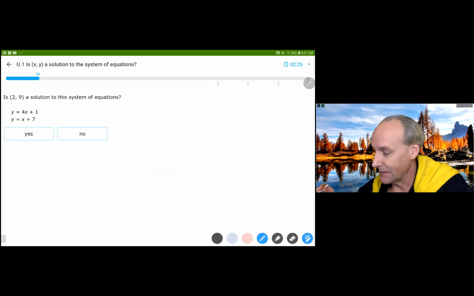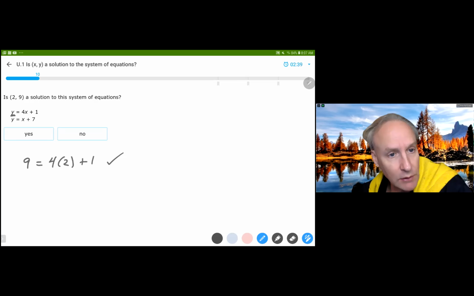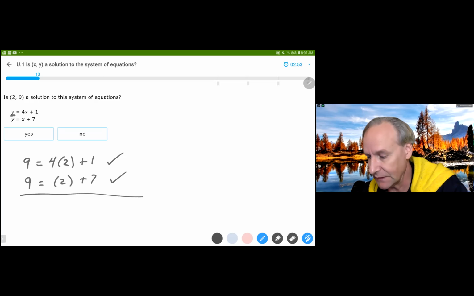2, 9. Now this time we don't have them written in standard form, and you have to be very careful. Remember, the y is on this side over here. So 9 equals 4 times 2 plus 1. Yay, the first one is true. But be careful. You need to check the second one as well. 9 is equal to x, which is 2, plus 7. And that is also true. So both of these are true. So this is a yes.